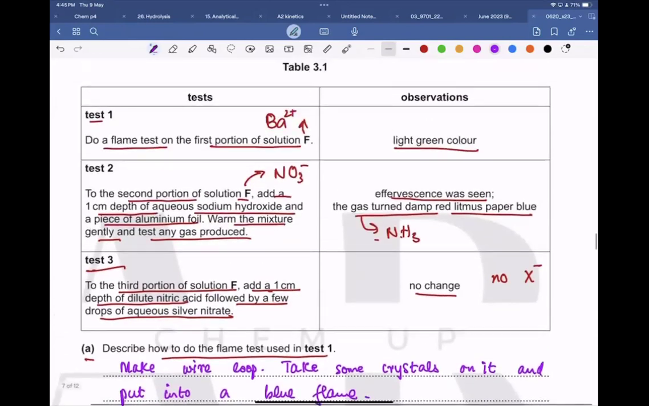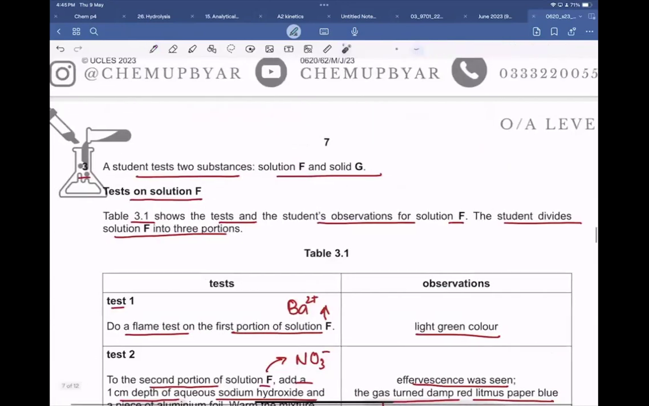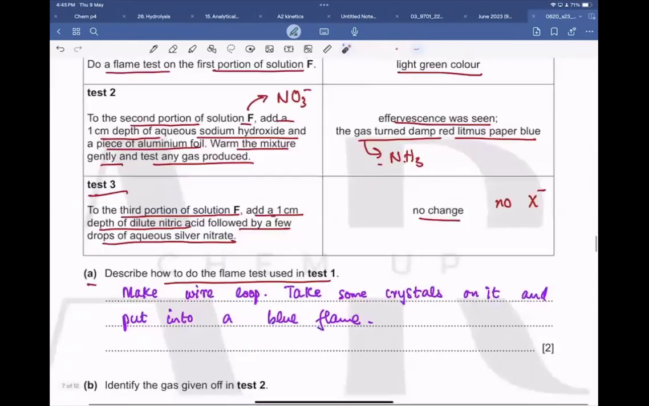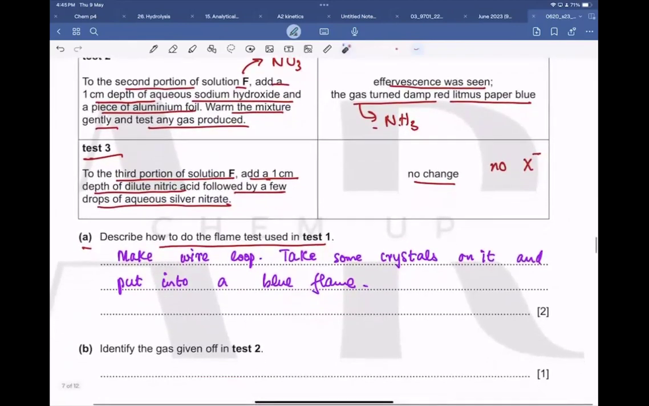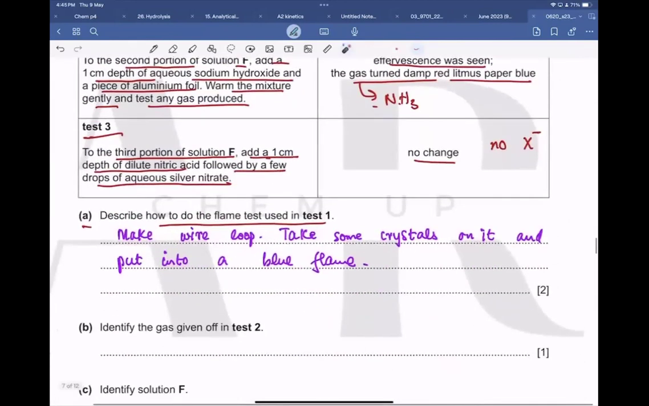The crystals of the sample F, see, they are saying that that is a solution F. So we will take that sample in it. Okay, and it's a solution. Yeah, right. 1 minute. So 1 minute. Make a wire loop.